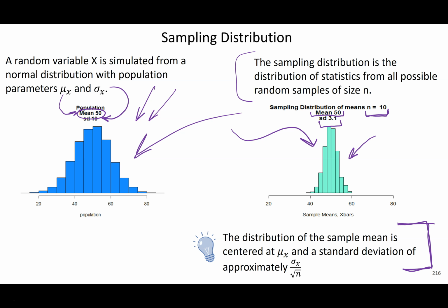So things that are really handy to know about the sampling distribution of x bar: it is going to be centered at mu, which is really useful. And it's going to have a standard deviation of approximately sigma of x over root n. So we can talk about where it's going to be centered and roughly how it's going to be spread, which is really useful.